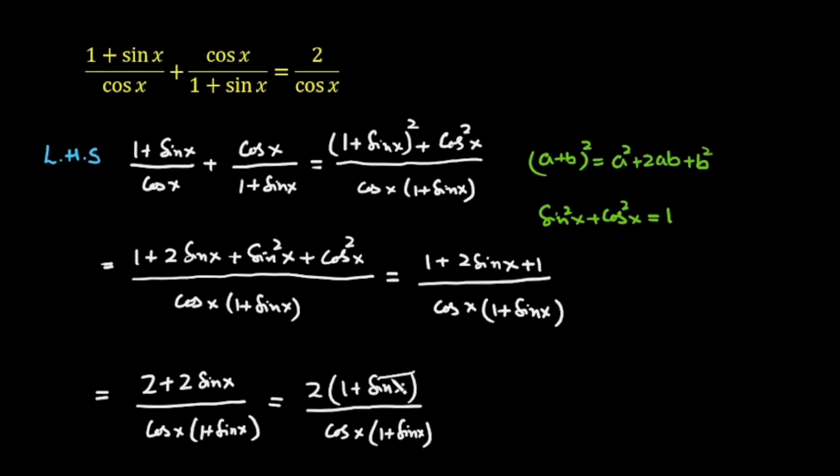This 1 plus sin x and this 1 plus sin x, they will cancel. So we are only left with 2 over cos x. So this is our right hand side.